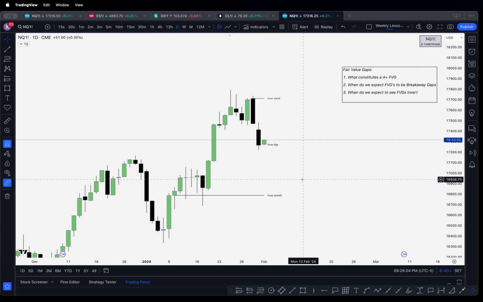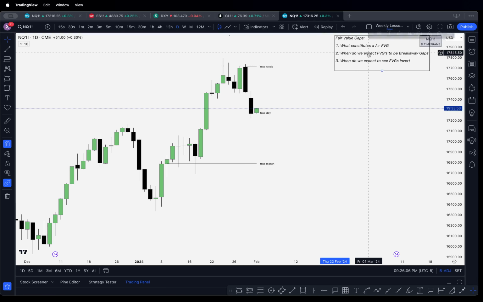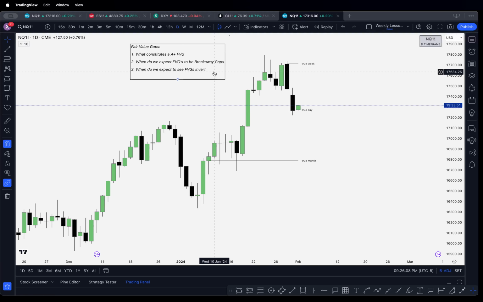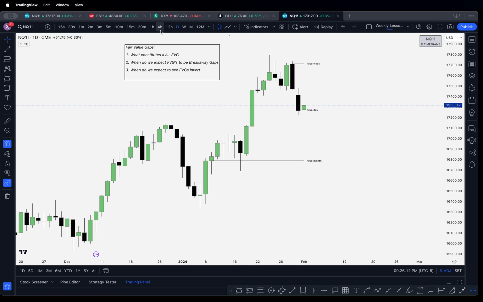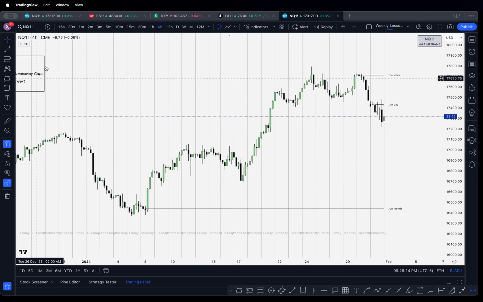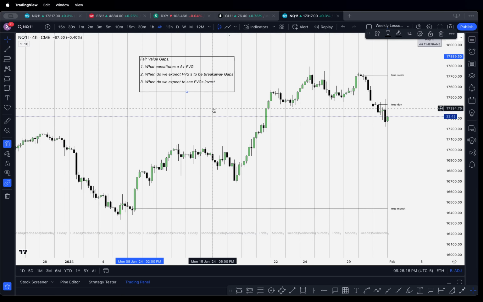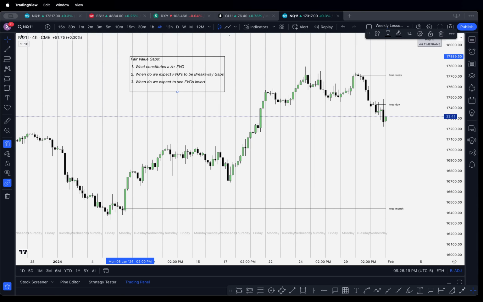Now let's talk about what causes A plus fair value gaps. An A plus fair value gap will always be followed by some form of liquidity sweep. Let's look at a lower time frame chart, for example. Maybe let's use the 4 hour for this analysis. So let me turn off the markers.